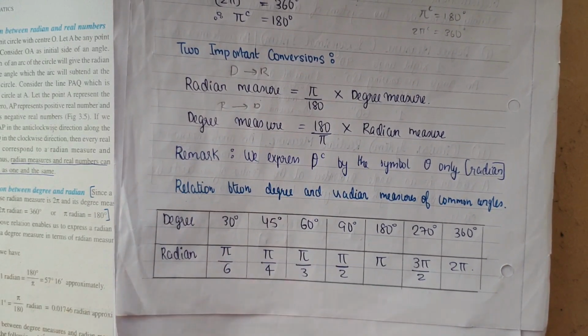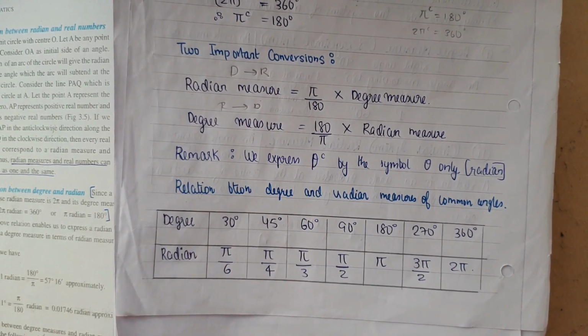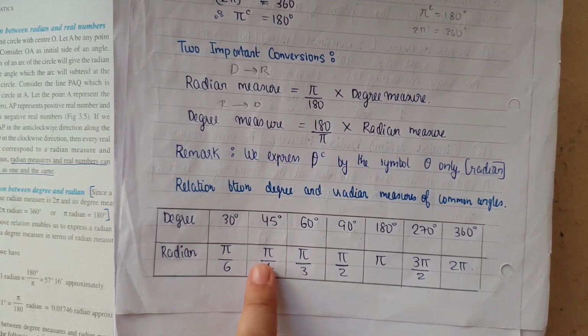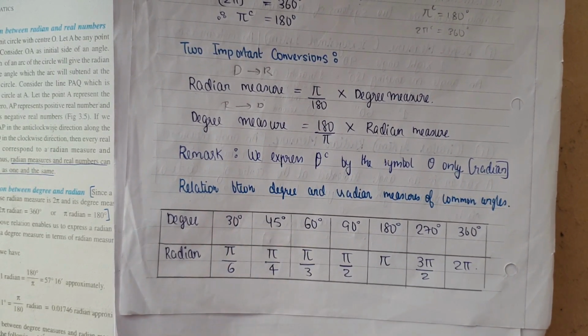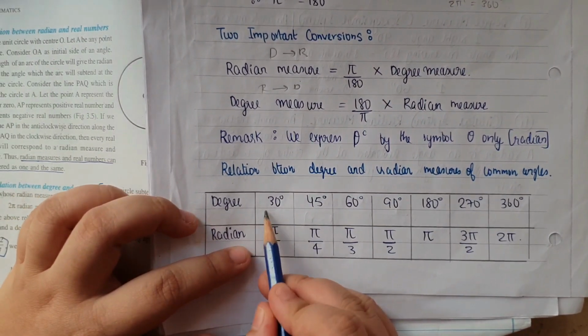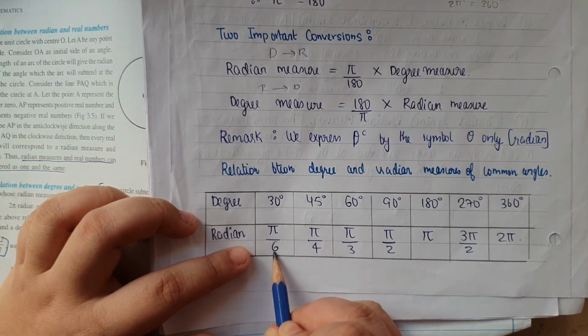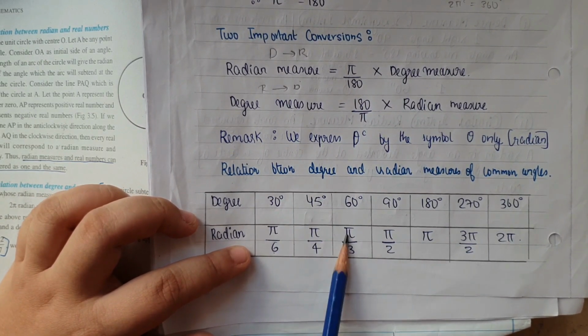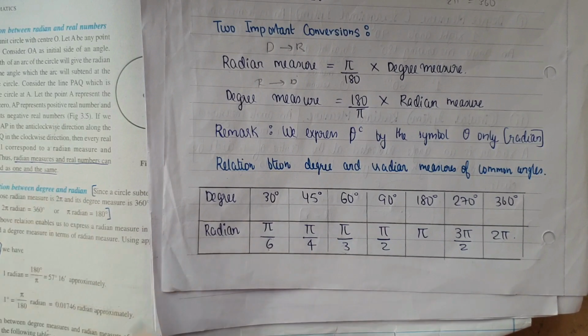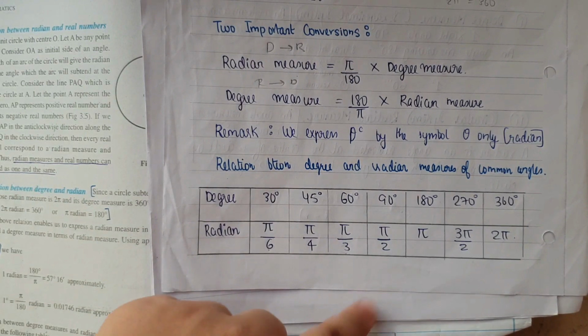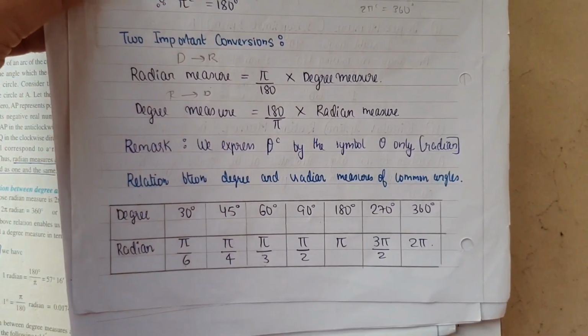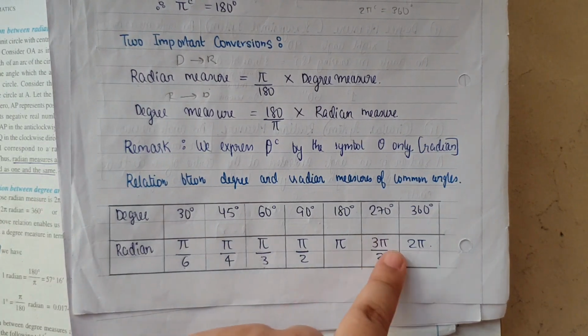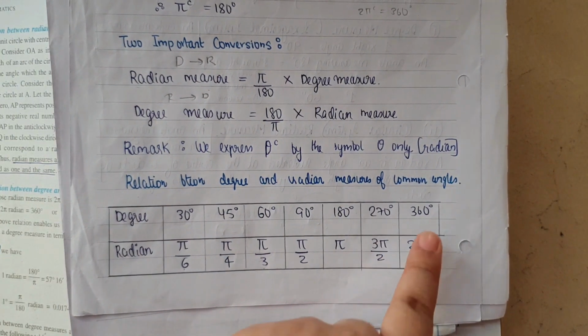Now how to remember the sequence? It's very simple actually. 45 is pi by 4, so you know 4 is there, so it means 45 degrees, and we can remember it. For 60 and 30, we can use a bit of common sense: 30 degrees is pi by 6, and for 60 degrees it is pi by 3, so you can see how it goes, and we can remember it. For 90 it is pi by 2, you have to remember it as it is. 180 you already know is pi, 270 is 3 pi by 2, and 360 is 2 pi.